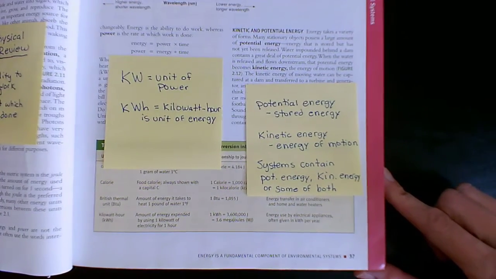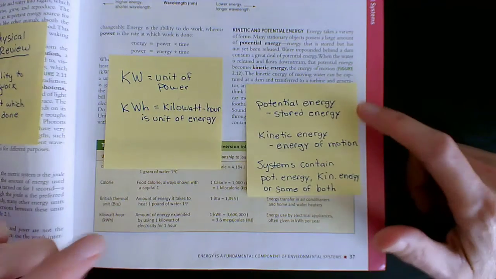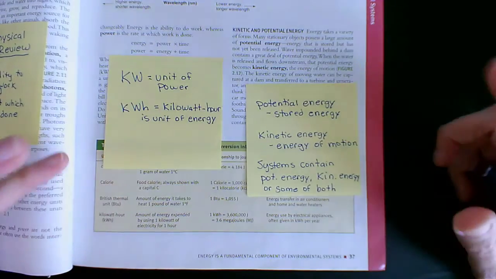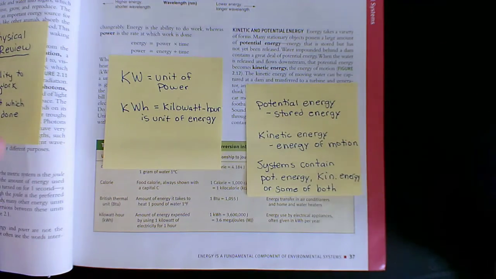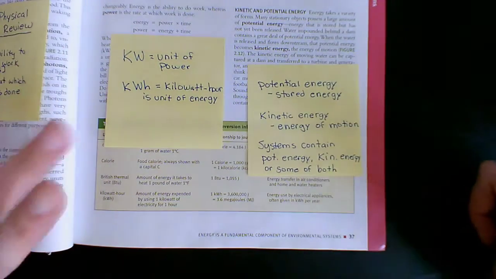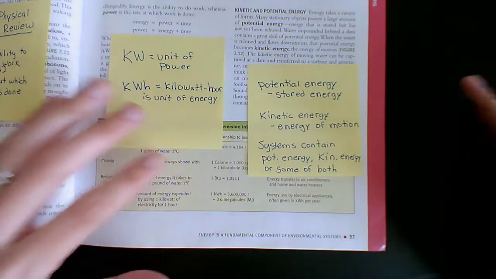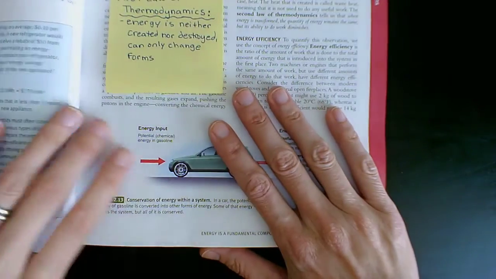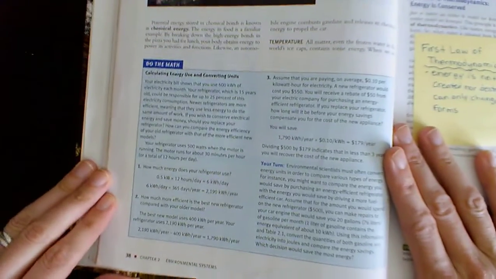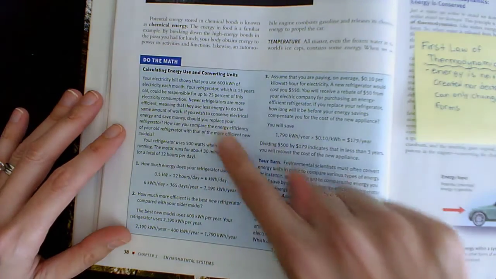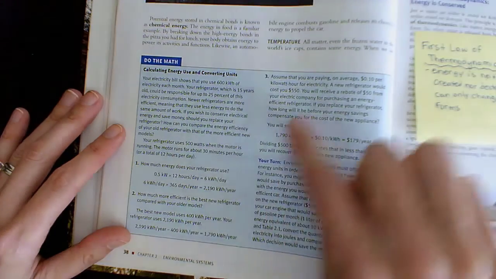Then there's two major forms of energy, and that would be potential and kinetic. Potential energy is stored energy, so it's energy that's kind of waiting to be used, and kinetic energy is the energy of motion. So any kind of movement is going to be showing kinetic energy. Systems contain potential energy, kinetic energy, or some of both, and it kind of depends on what's happening, but it tends to show both. Okay, we are not going to worry about this math right now, not very hardcore, okay? So we will learn about this more when we look at that particular unit on energy.